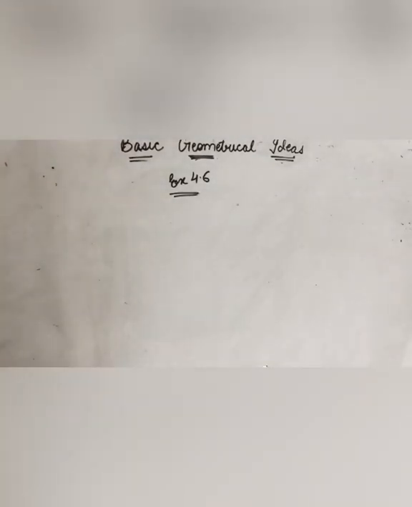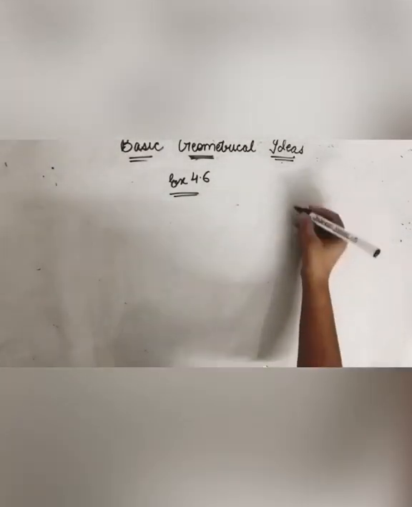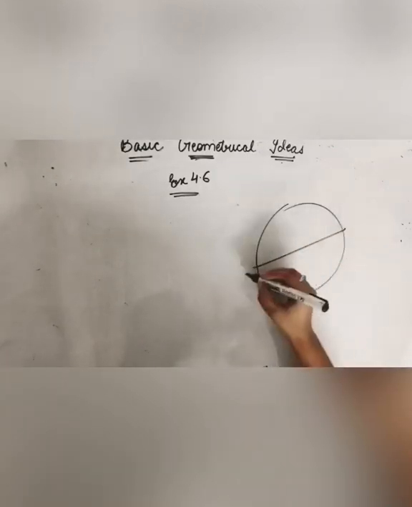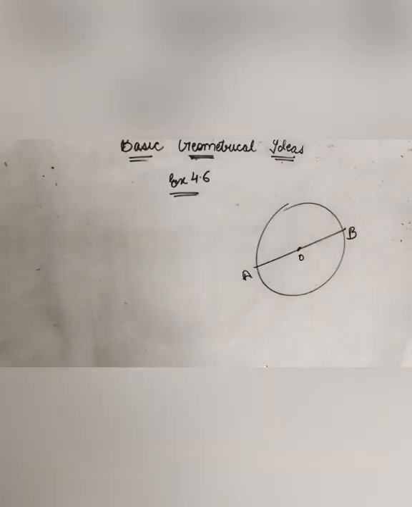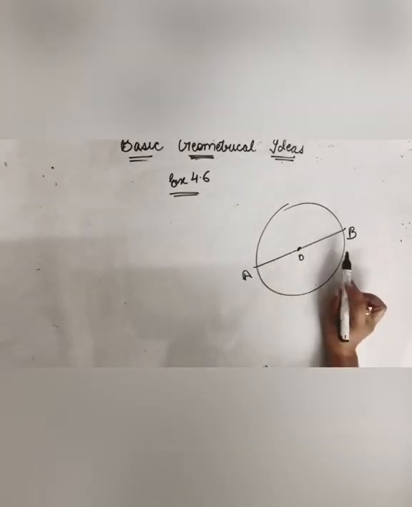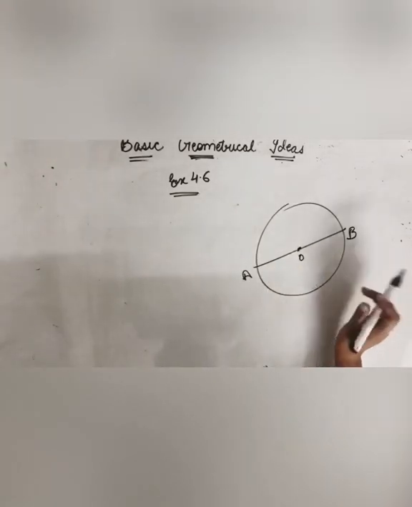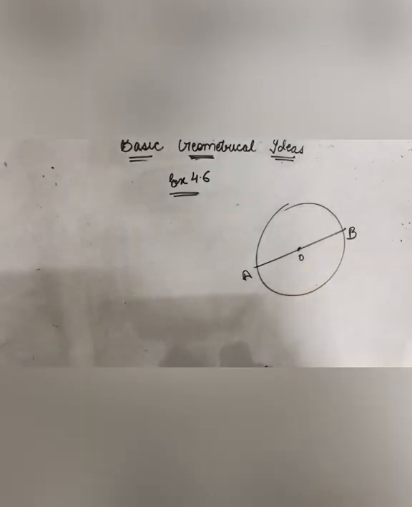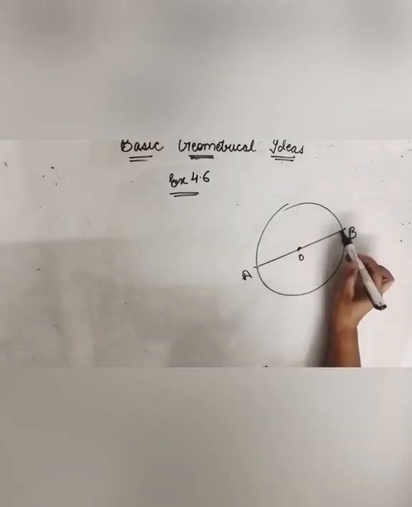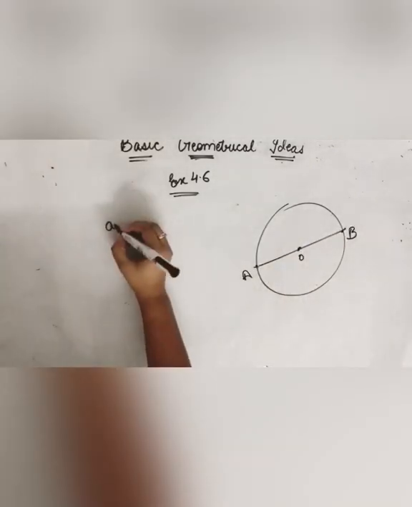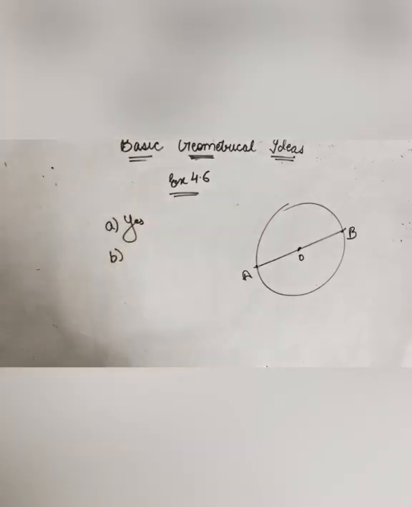Next question is, is every diameter of a circle also a chord? In a circle, if AB is the diameter, is every diameter a chord? Yes, every diameter is a chord of the circle. Why? Definition of chord is a line segment joining 2 points of a circle. So diameter is also a line segment and it is joining 2 points on the circle. So answer is yes.